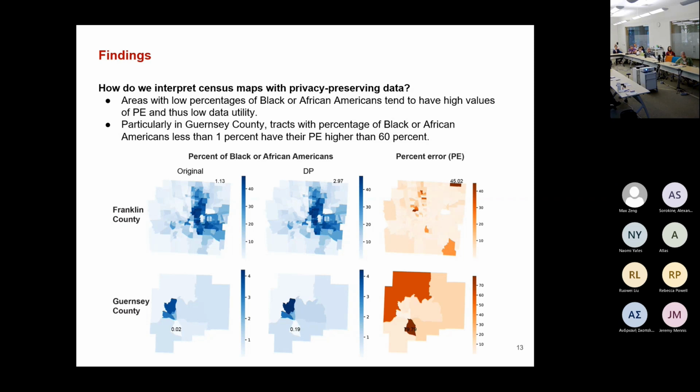So that will help us to better understand, or help readers to better understand the maps created with census data that are privacy preserved.